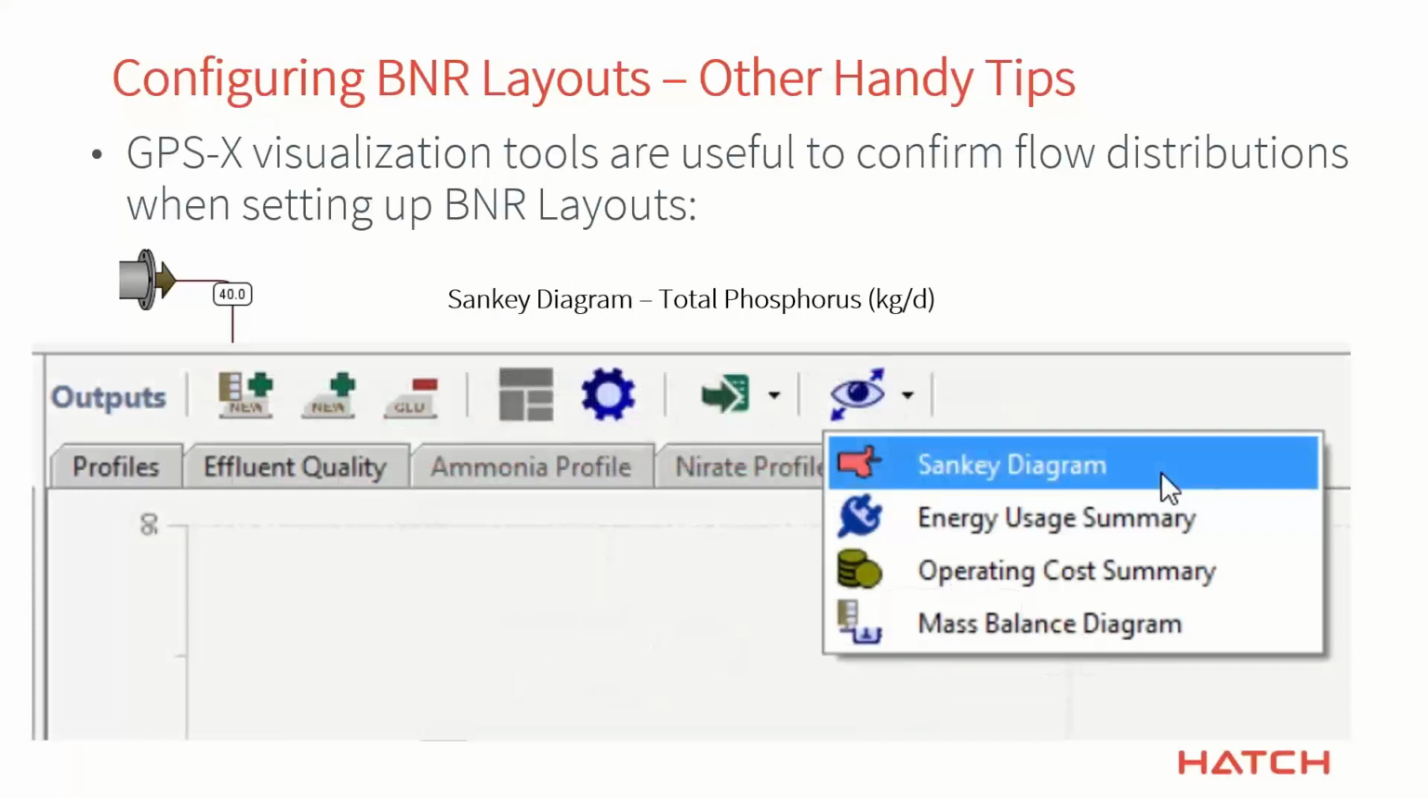As I mentioned, once you've gone to modeling mode and you have run a simulation so that you actually have some results, then this eyeball will become active, and you hit it, and then you get various kinds of things. There's other stuff that you might find useful too: energy usage, operating costs, and so on as well.